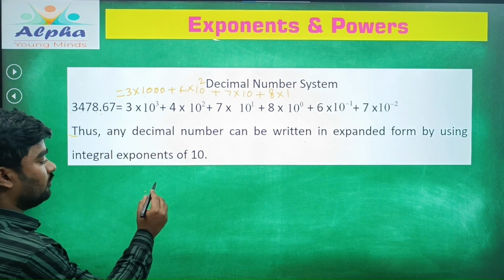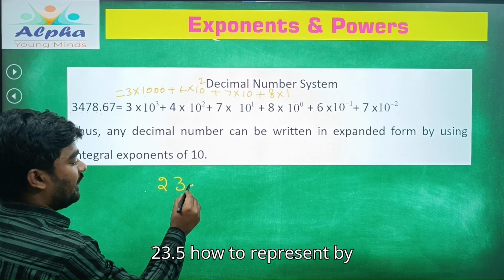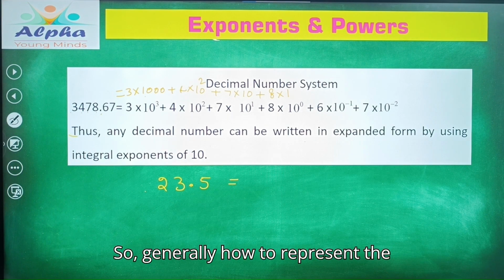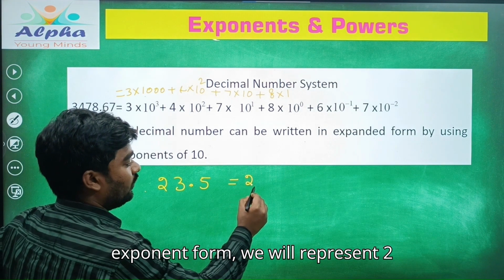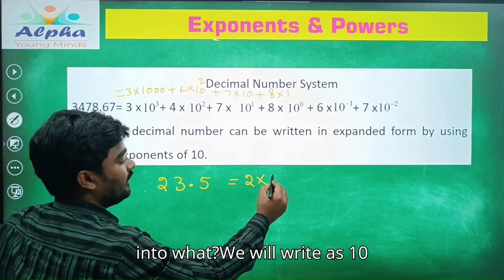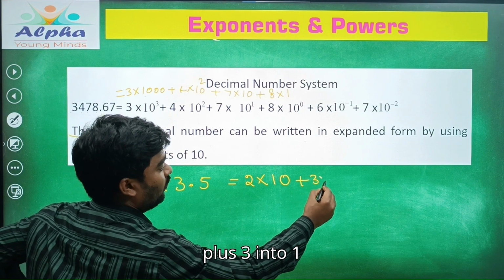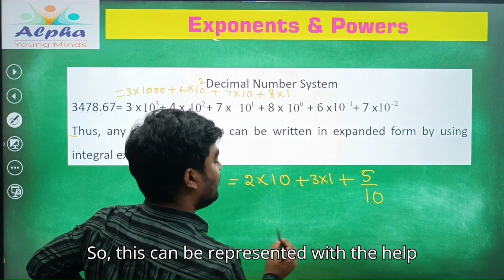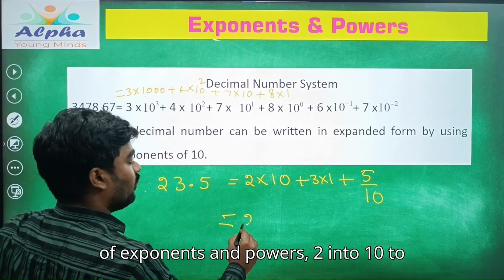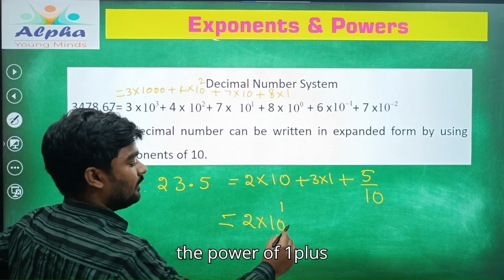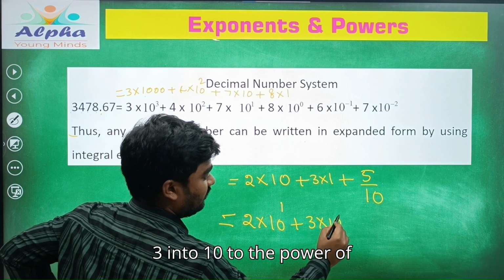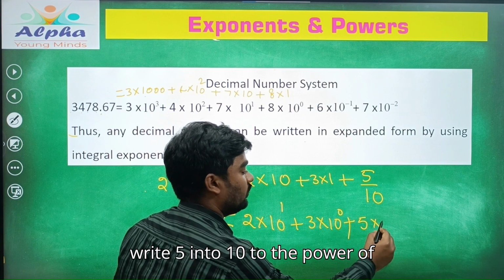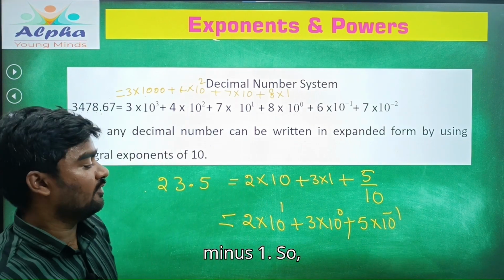For example, if I ask you 23.5, how to represent it using exponents and powers? Generally, how do we represent the expanded form? We write 2 into 10 plus 3 into 1, plus 5 by 10. This can be represented with the help of exponents and powers: 2 into 10 to the power of 1 plus 3 into 10 to the power of 0. As it is in the denominator, we can write 5 into 10 to the power of minus 1.